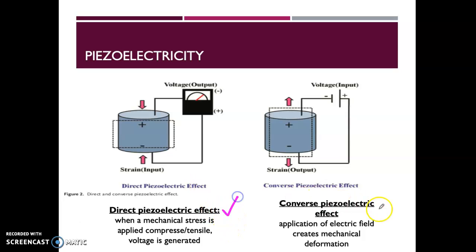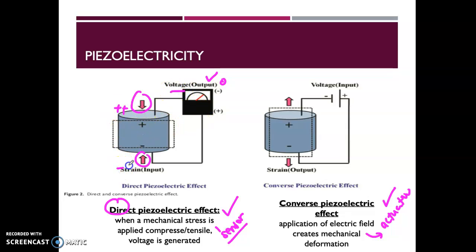Okay, again, I will emphasize here. There are two effects. The first one is the direct effect, the second one is the converse effect. The direct effect is for sensor applications. But the converse effect is more for the actuator, because you're going to move or physically change the piezo material. For the direct effect, when you apply the stress, either compressive or tensile stress, the output is the voltage. The accumulation of charge will be at the top and at the bottom.